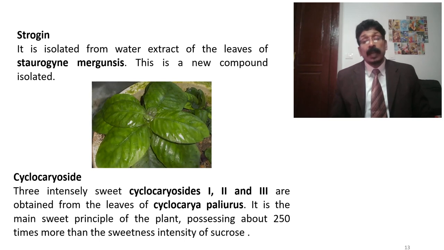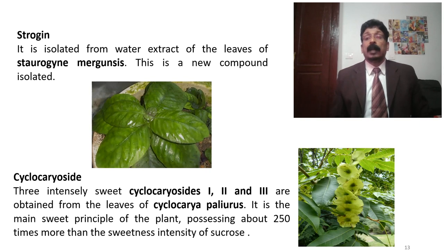Cyclocaryocytes 1, 2, 3, intensely sweet, are obtained from the leaves of Cyclocarya paliurus. The plant is the same which you have seen in the last slide. It is the main sweetening principle in the plant, possessing about 250 times the sweetening intensity of sucrose. This is also a steroidal saponin.